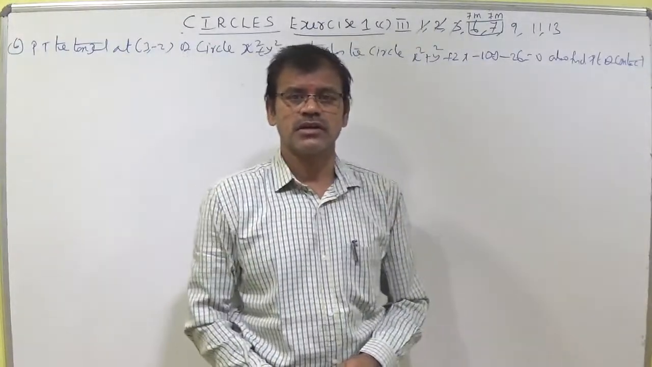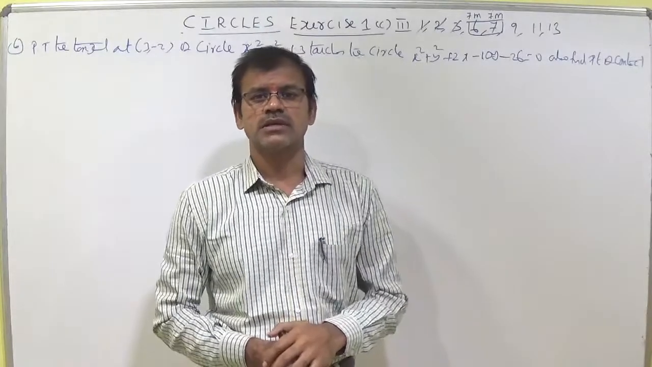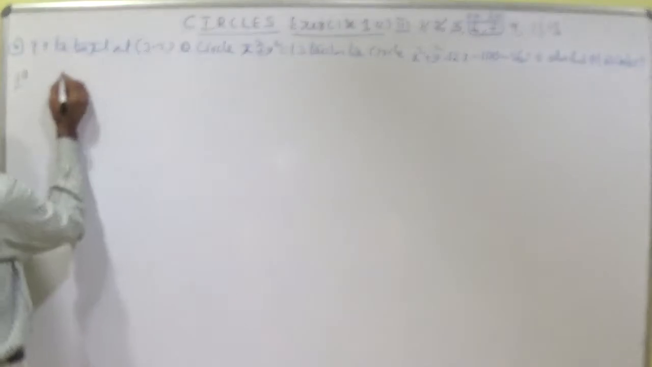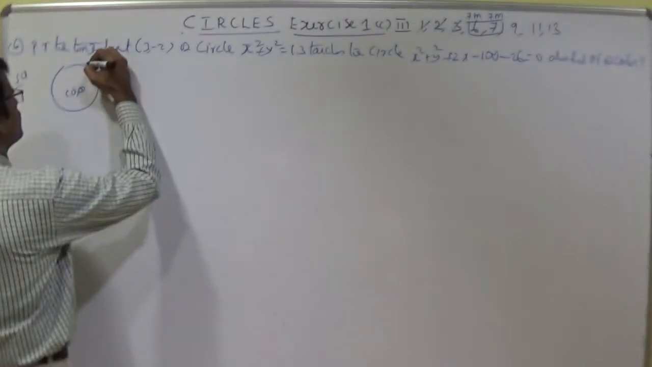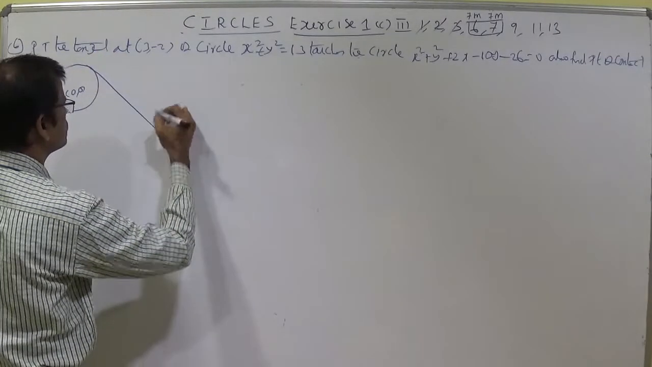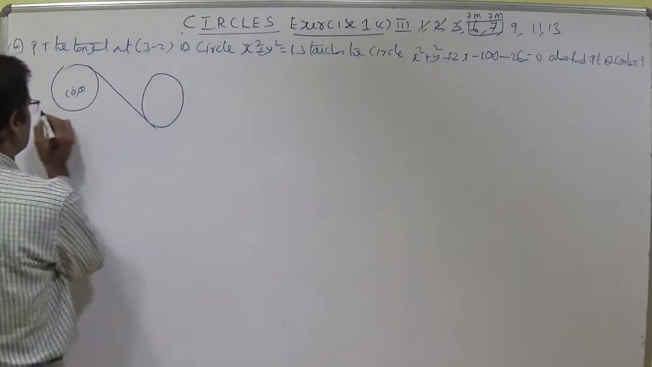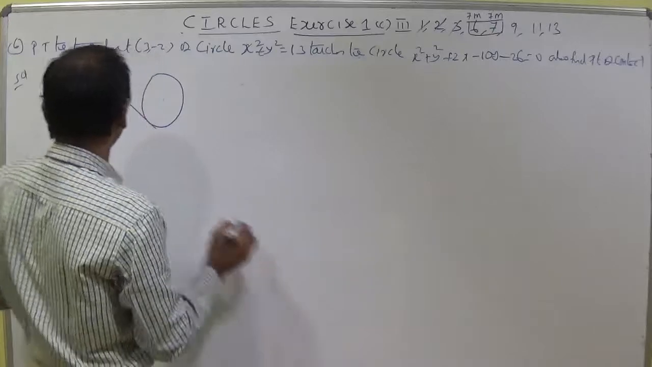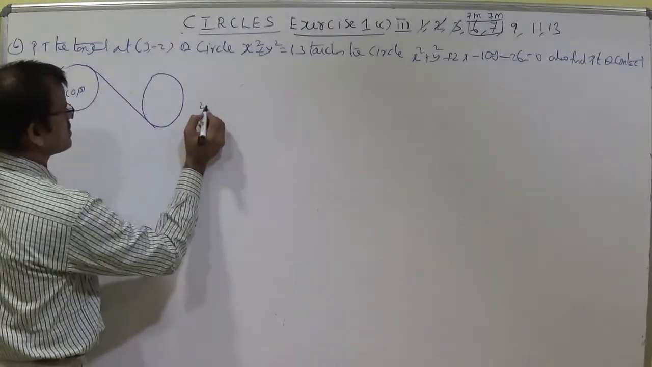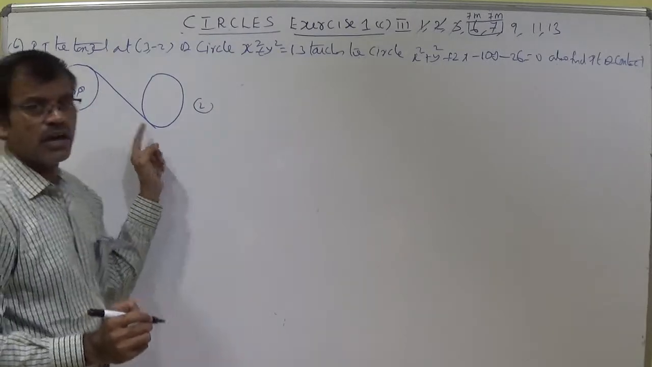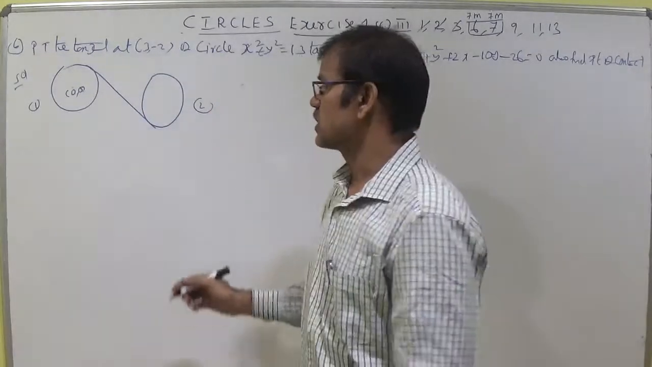So you should try to understand that a single line is a common tangent of 2 circles. Draw a diagram like this. This is a circle having center 0, 0, and the tangent is drawn here. This is the second circle. This is the first circle and this is the second circle. So whatever tangent you draw to the first circle, the line itself is a tangent to the second circle.